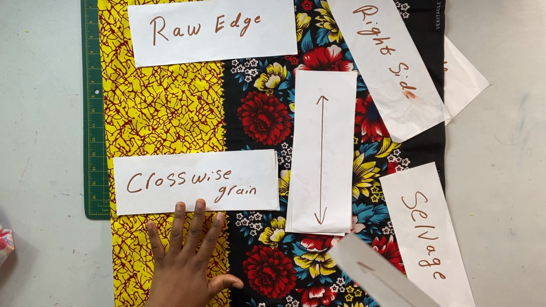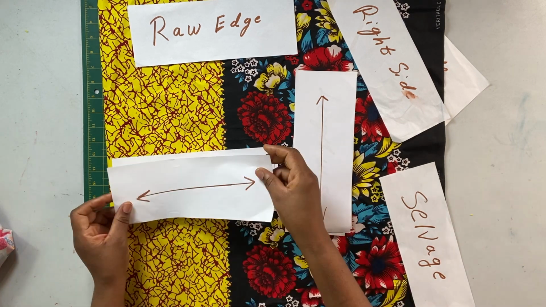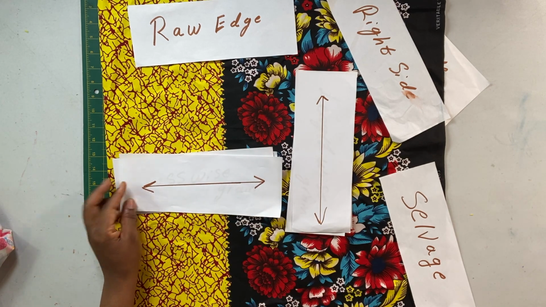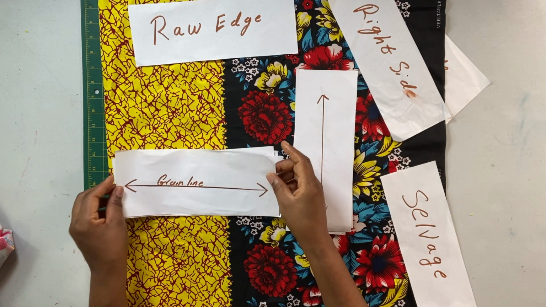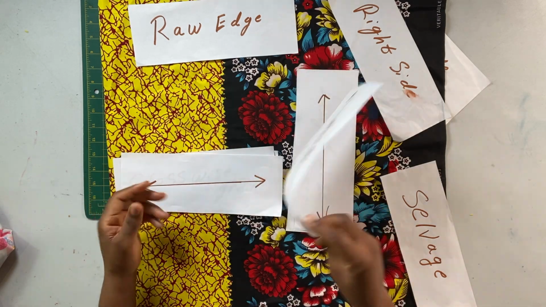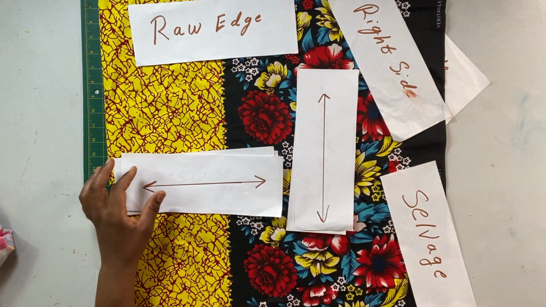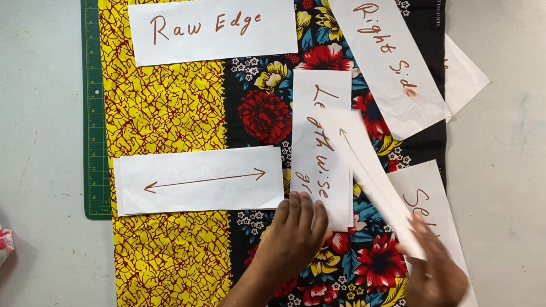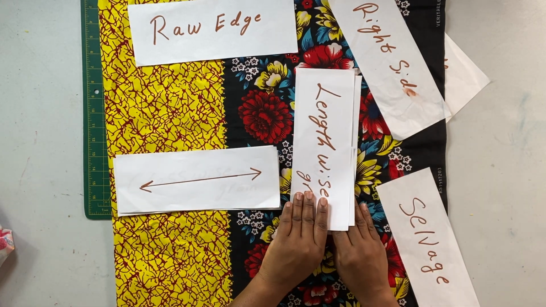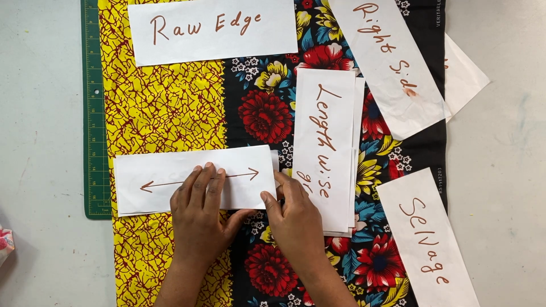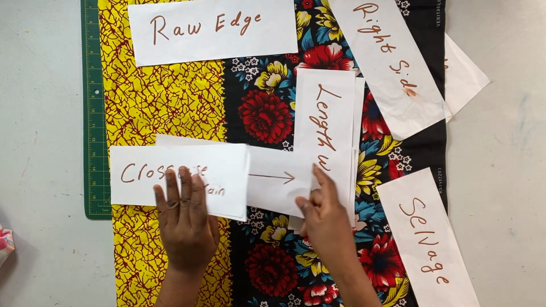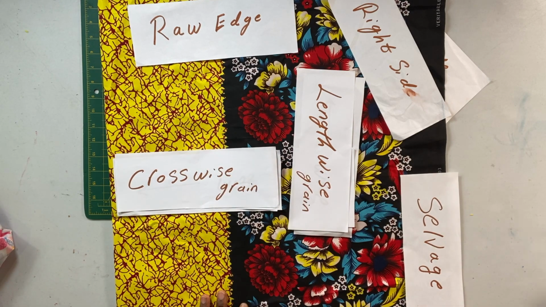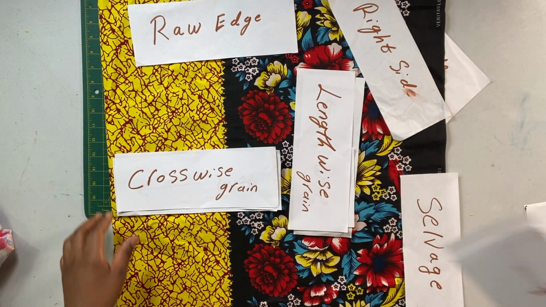And then we have the crosswise grain, and this would be your grain line here, the crosswise grain. So I just have grain line here. Whether it's this way or this way, it's your grain line itself. Okay, so lengthwise grain. I'm just gonna put this underneath here. Lengthwise grain, and then crosswise grain. Okay, and then now we have the fold of the fabric.